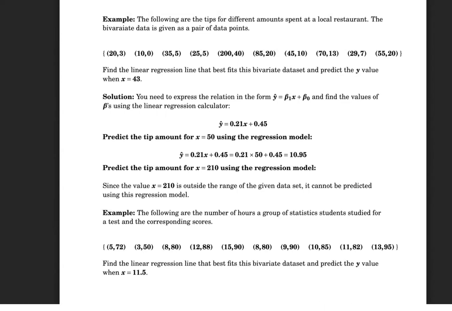So let's say these are the numbers, okay? These are the tips that people paid for spending X amount of money. So let's say these are XY pairs. The first number is the amount of money that they spent. The second number is the amount of tips that they paid. So someone spent $20, paid a $3 tip. Someone spent $10, paid no tip. Someone spent $35, gave a $5 tip, and so on. So X and Y pairs. X is the independent variable, and Y is the dependent variable.